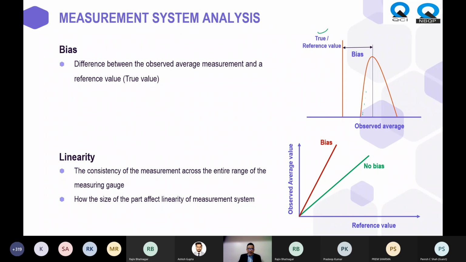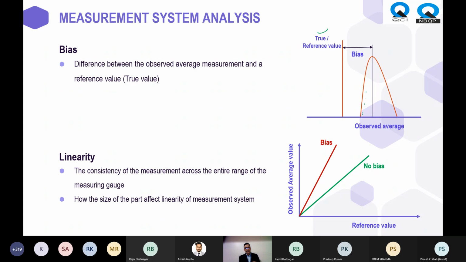The other element of MSA is linearity. Linearity is the consistency of the measurement across the entire range of the measuring gauge. Let's say I have produced various pieces from my CNC machine, and apart from checking the quality parameters, finally I'm checking the weight of it with my weighing machine. First I checked for 50 kg, then I checked for 100 kg, then maybe 1000 kg. So I am checking the variation which my system is giving, is that linear?